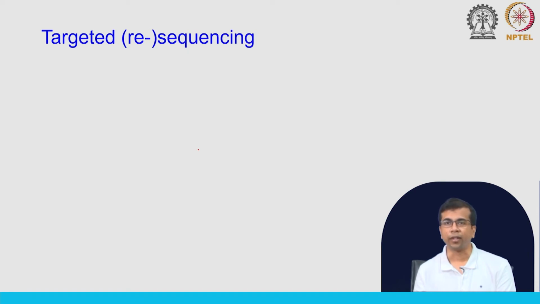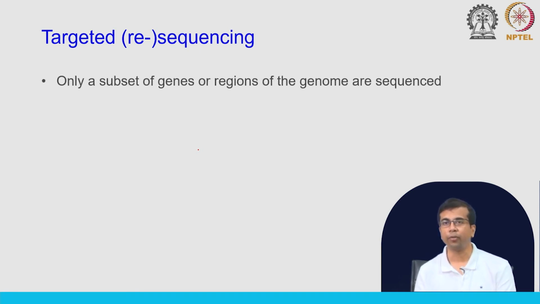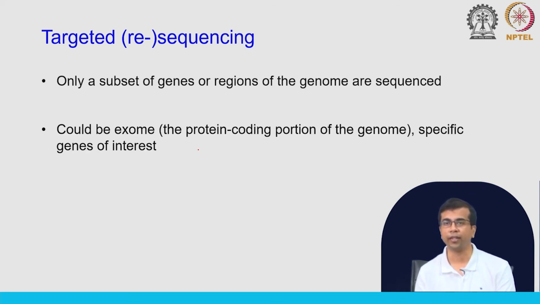Now, we will introduce a couple of terms that we often use when you are analyzing these variants. One is called targeted resequencing. What we do in targeted resequencing is, instead of sequencing the full genome, we only target a subset of genes or regions of the genome to sequence. Okay. So, why would you do that? This is important. Sometimes these regions are of interest to us. These targeted regions could be exomes, mostly the protein coding portion of the genome, or it could be some specific gene of interest.